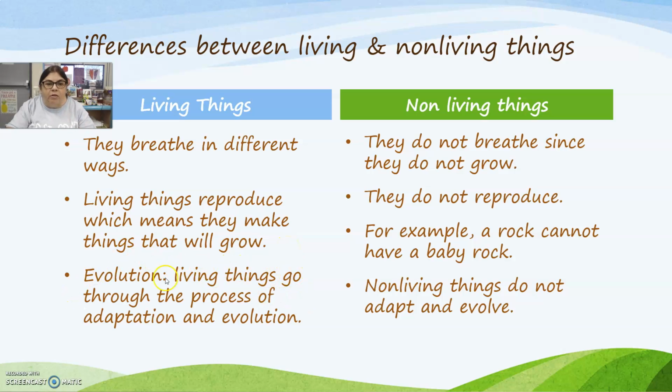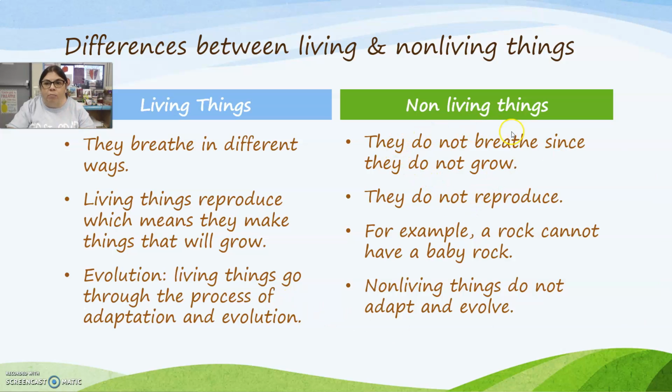Evolution. This means that living things go through the process of adaptation and evolution. That means over time, based on where they're living and the climate they're living in and different things like that, they adapt, they change so that way they can survive in whatever area they're living in.